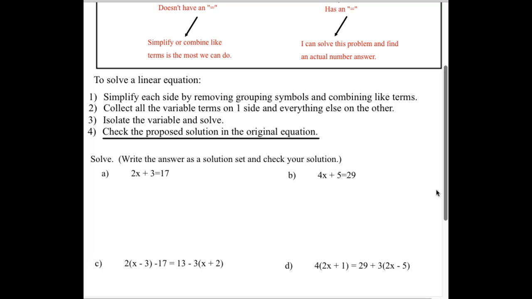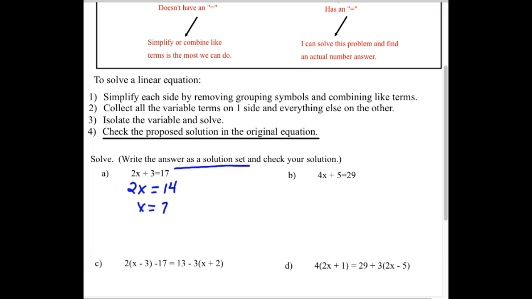All right, so at your tables, I want you to solve the first two. Don't go beyond that, please. Just solve the first two, and then we'll check. All right, for the first one, did you subtract 3 from both sides and divide by 2? And you got a 7? Did it work? Did you check it? Yes, it works. 2 times 7 is 14, plus 3 gets us the 17. So it does work.